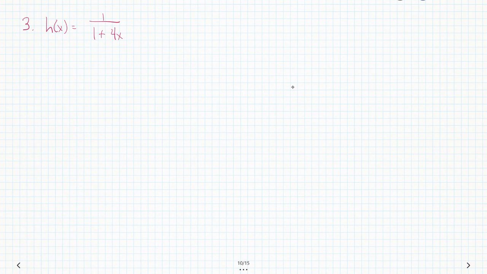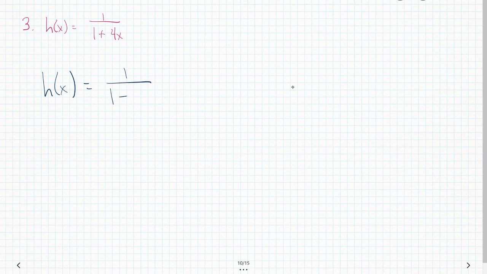Okay, so 1 plus 4x. What does that thing look like? Well, another way for us to write that is h of x equals 1 over 1 minus negative 4x. So notice that means when we write this as a power series, that's the summation n equals 0 to infinity, and we put the negative 4x raised to the nth power.